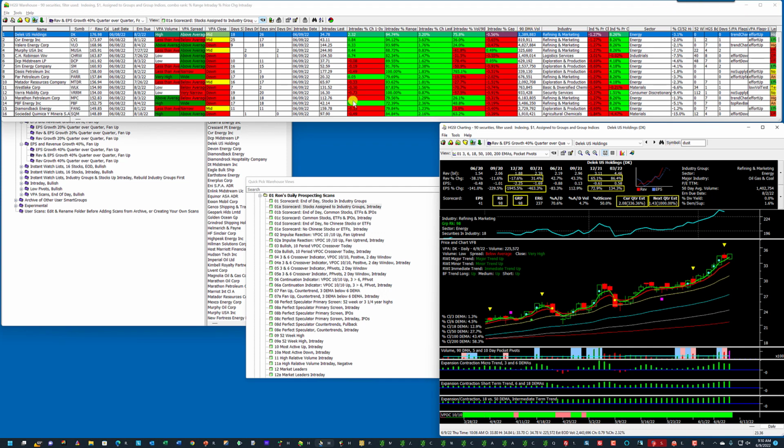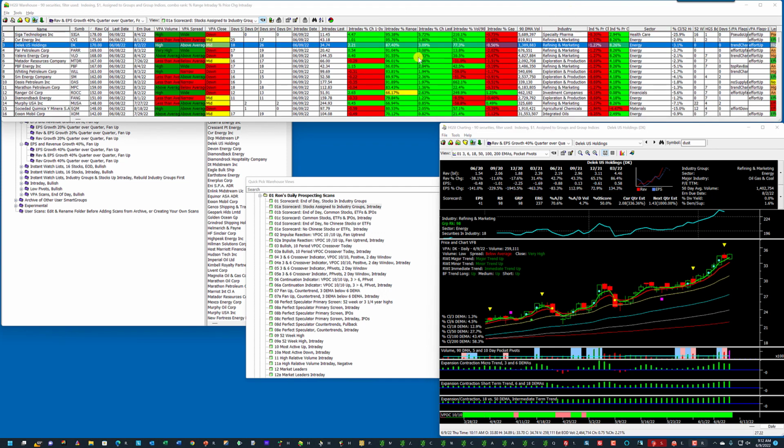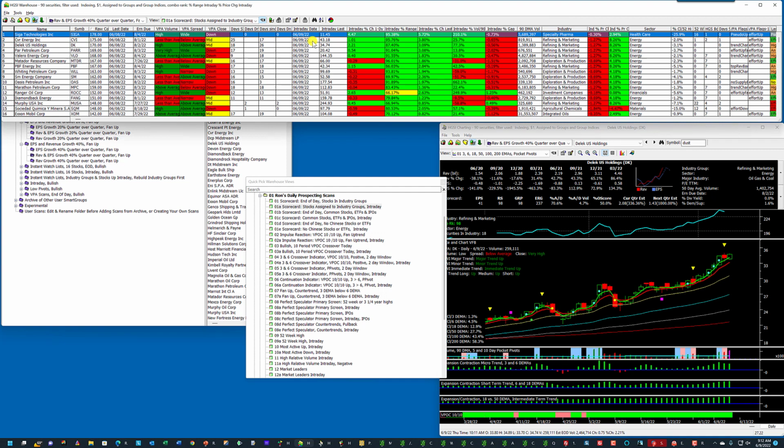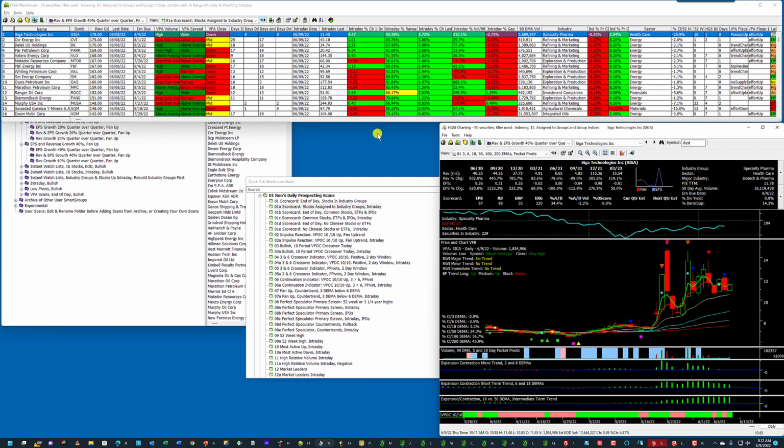If this were a strong day in the market, you would see a lot more green up here. But even on a day like this, you can see stocks are moving up. Now here's one that just moved to the top. Let's go over it. Sega Technologies. I'm not familiar with this.